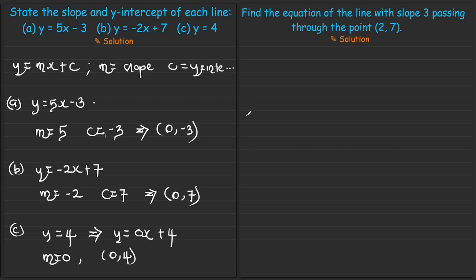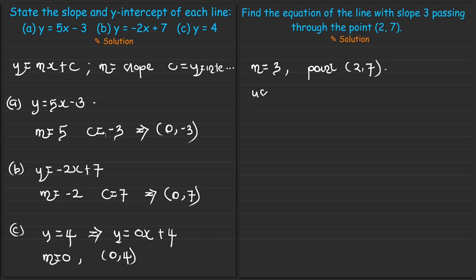Our second question is you have to find the equation of the line with slope 3 and it passes through the point (2, 7). We have the slope. So with this we have m being equal to what? 3. And we have our point. Our point is what? (2, 7). So which of the methods would we use?